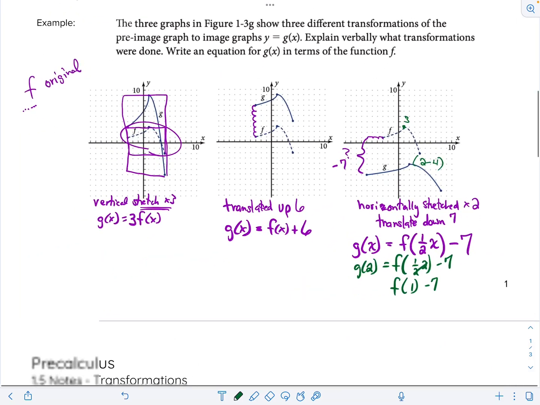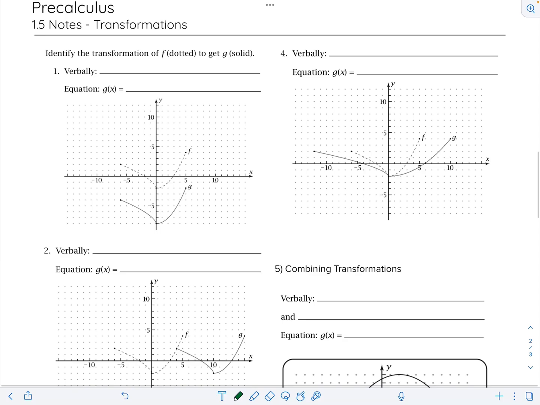All right, now this second page is just taking you through a couple of the transformations that are going to happen. I think you have answers to it, but I'll explain each one. I would encourage you to at least pause here and see what happens from the original to get to the new one. Write it down verbally and then put it into equation form.